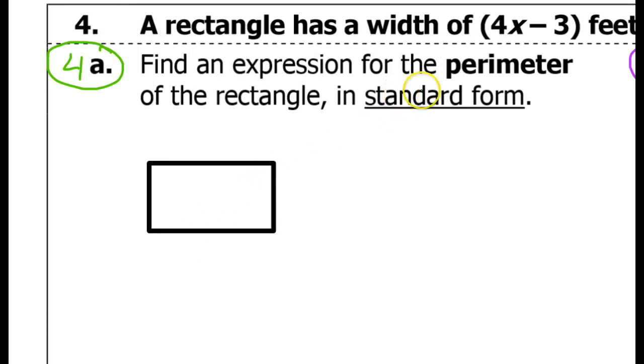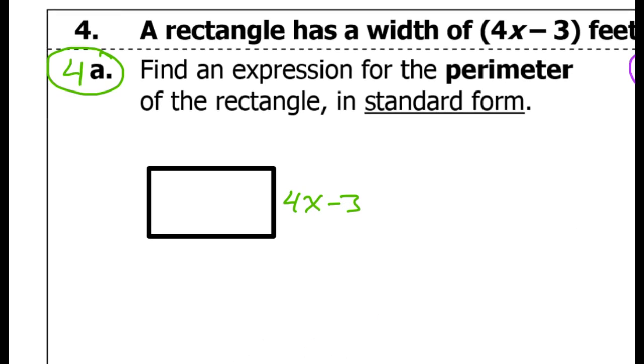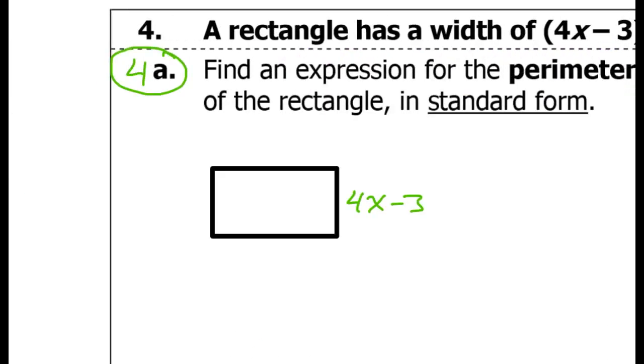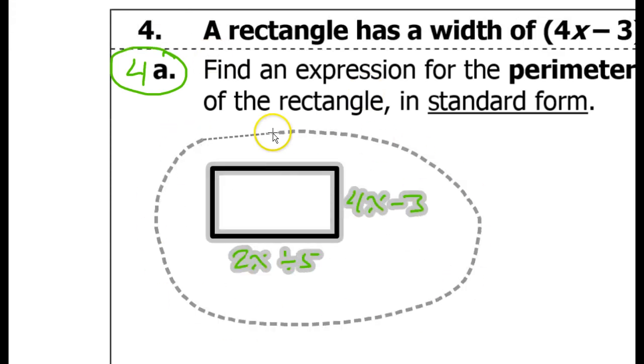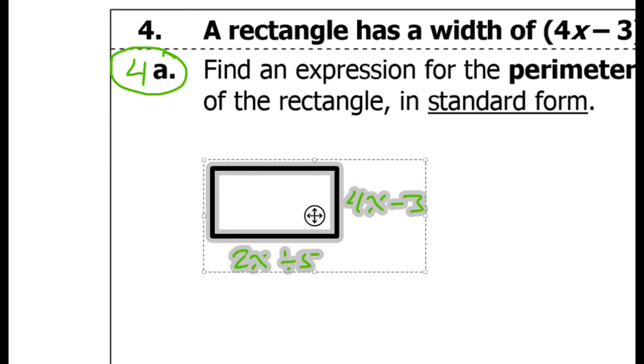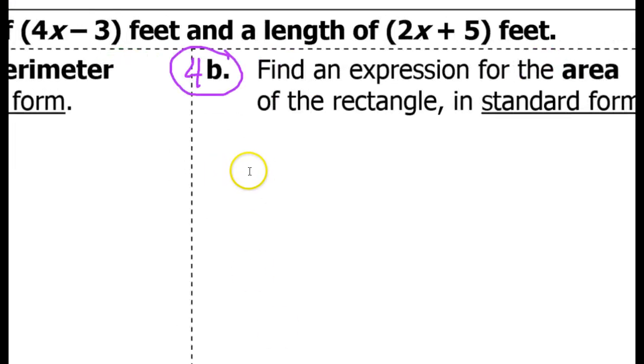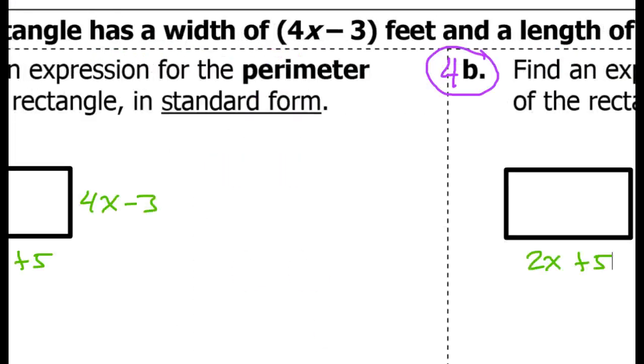Alright, let's start with the perimeter, and let's draw a picture. So the width is 4x minus 3. So here's 4x minus 3. And then they said that the length was 2x plus 5. So the length is 2x plus 5. You know what, just for fun, because I know we're going to need this same picture again for the area, I think I'm going to go ahead and copy it over. So it'll be waiting for us.